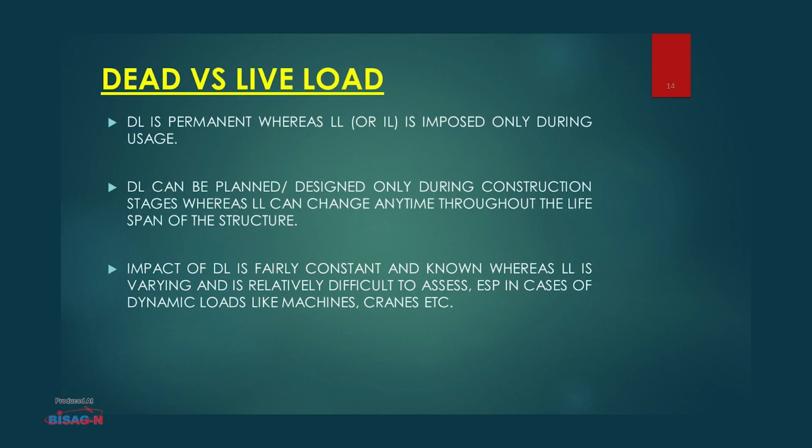Now, let's recap the salient differences between dead load and live load. Dead load is permanent, whereas live load is imposed only during usage. Dead load can be planned or designed only during construction stages, whereas live load can change anytime throughout the lifespan of the structure. Impact of dead load is fairly constant and known, whereas live load is varying and is relatively difficult to assess, especially in cases of dynamic loads like machines, cranes, etc.